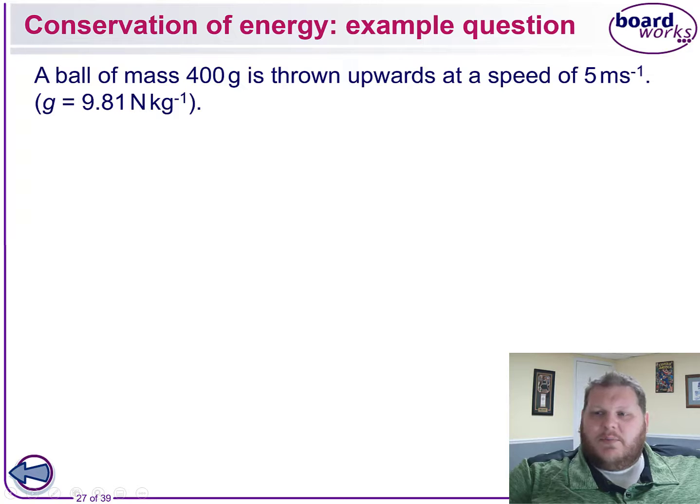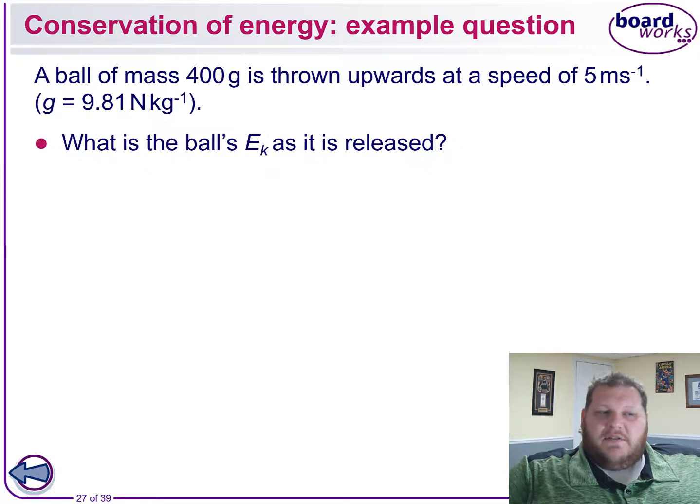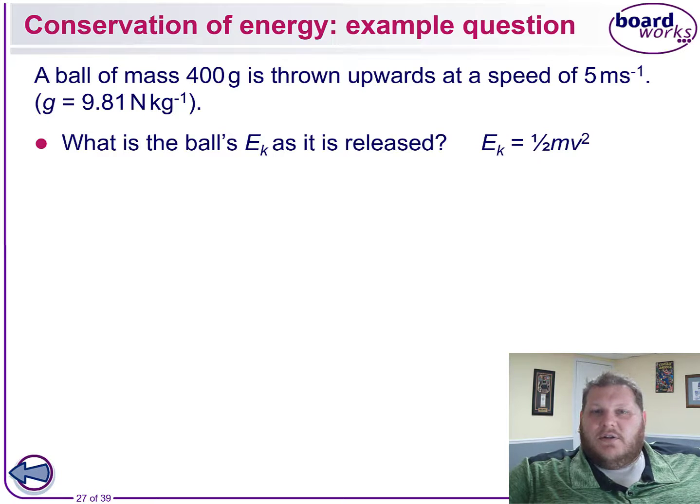For this next example, we've got a ball that has a mass of 400 grams, is thrown upward at a speed of 5 meters per second. Again, we're assuming Earth, so 9.81 meters per second squared. First, they want us to figure out what is the ball's kinetic energy as it's released. We're given the mass and the velocity to start with. Our kinetic energy equation is 1/2 mv squared. So we'll just plug stuff in there.